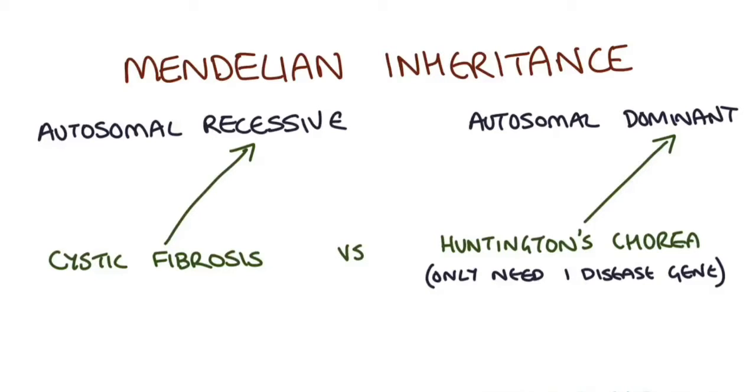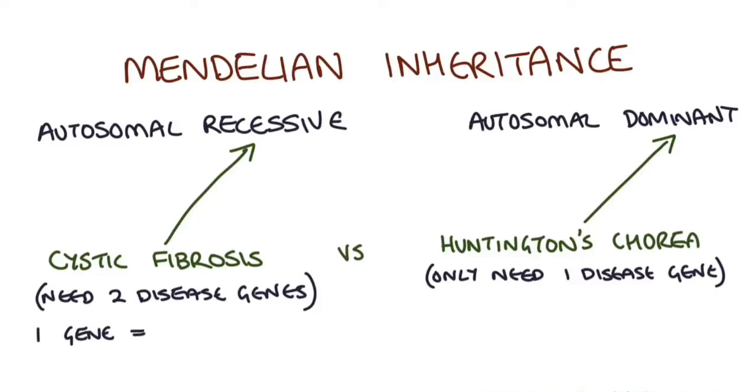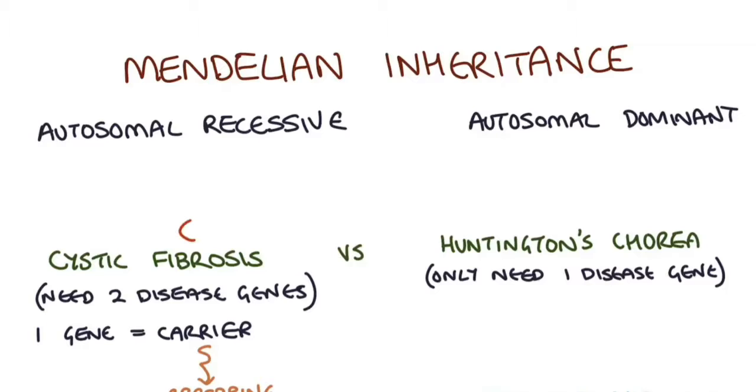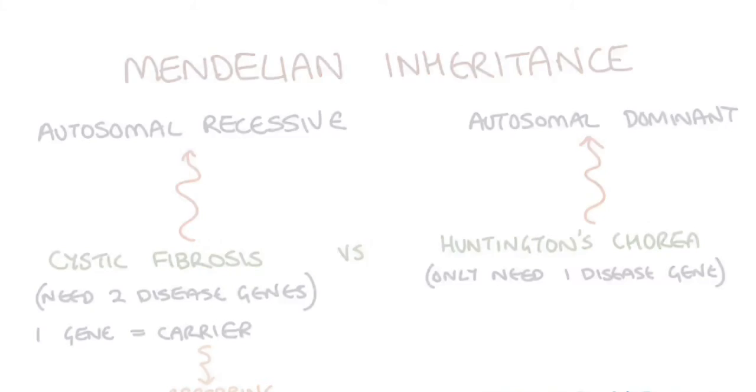Whereas in order to have the disease of cystic fibrosis, both of your copies of the gene need to be the disease gene. Because if you only have one disease copy, the other copy that you have, which is normal, will override the disease copy. In this scenario, you're called a carrier because you don't actually have the disease, but you do have the capacity to pass it on to your offspring. So we refer to diseases like cystic fibrosis as autosomal recessive, and diseases like Huntington's as autosomal dominant.